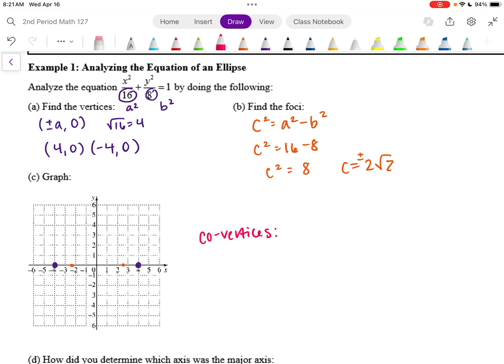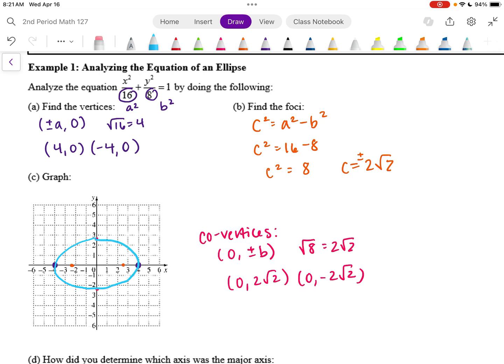So I find what's called the covertices. In this case, it's 0 comma plus or minus b. So the square root of 8 is 2 root 2. So that means my covertices are 0 comma 2 root 2 and 0 comma negative 2 root 2. So that's somewhere in here, somewhere in here. Again, for me, it helps draw that ellipse a little bit better because I know how far I'm supposed to go up or down.